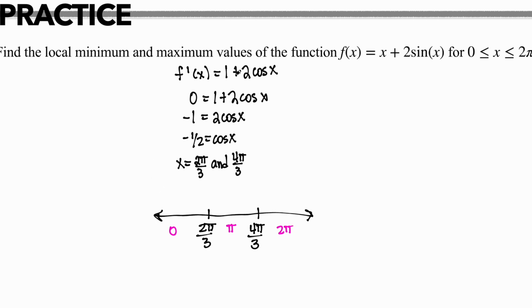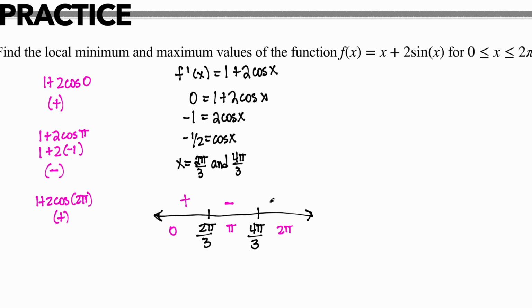If I plug in 0, I will get 1 plus 2 cosine of 0, which is going to be a positive number. So it's positive. Now I'm going to plug in pi. So 1 plus 2 cosine of pi. Cosine of pi is -1, so I'll get 1 minus 2. That's going to give me a negative. And now I'm going to plug in 2 pi. 1 plus 2 cosine of 2 pi. 2 pi is the same thing as 0, so I know I'm going to get a positive again.